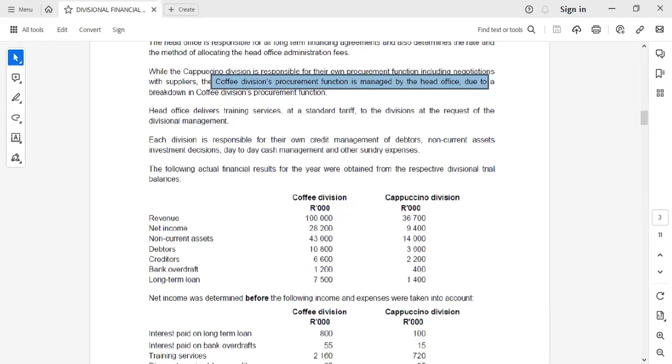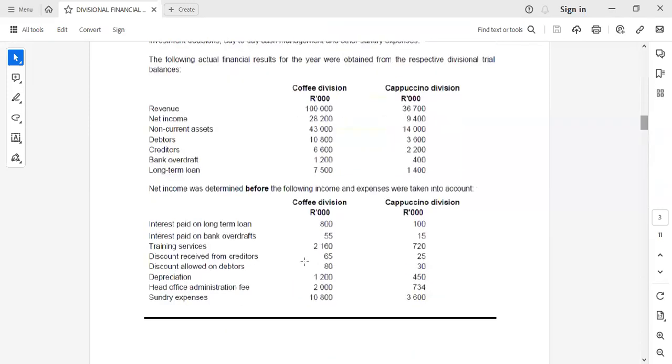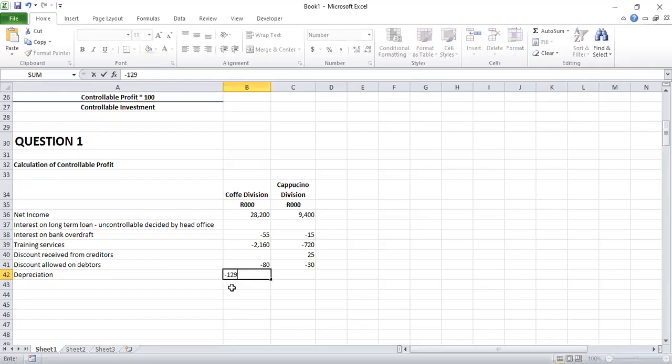Thank you, sir. So the depreciation is 1,200 and 450. Please, guys, let's move away from relevant costing, where remember we don't include depreciation. We say it's a non-cash item and a product of an accounting policy. But when you are determining your controllable profit, you include depreciation as long as the management of the division is responsible for the non-current assets.